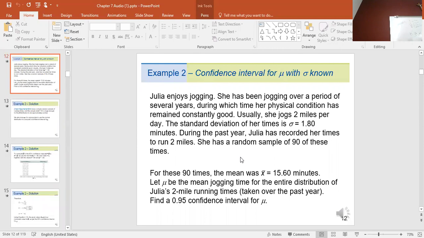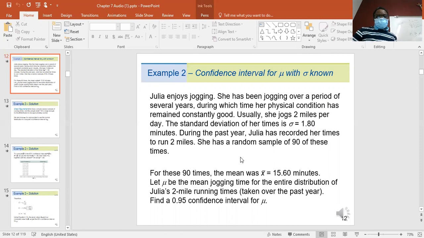I wrote sigma x bar here, the standard deviation of the sample mean. It was the regular standard deviation divided by square root of n. That's just what it is. And then the confidence interval will be x bar minus E less than mu less than x bar plus E. Let's do this example, then we can go.